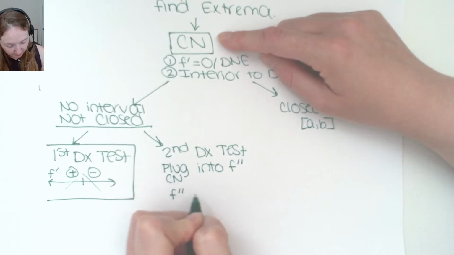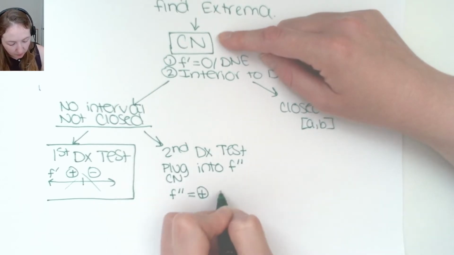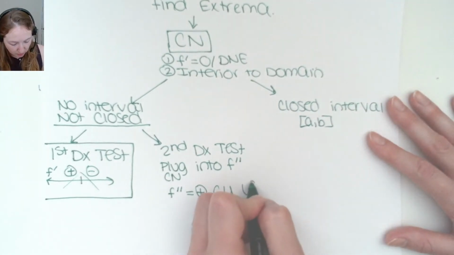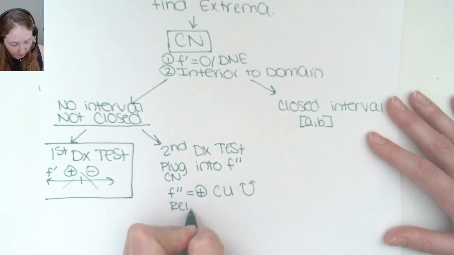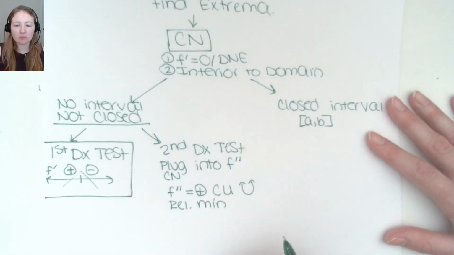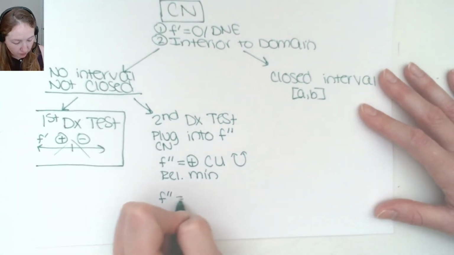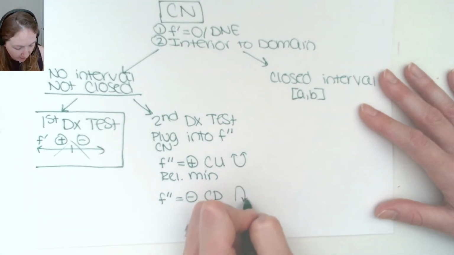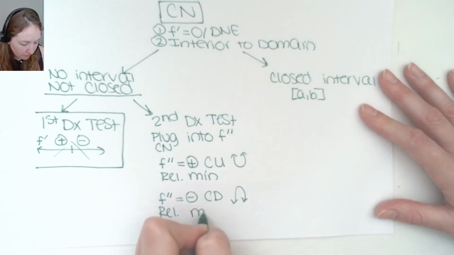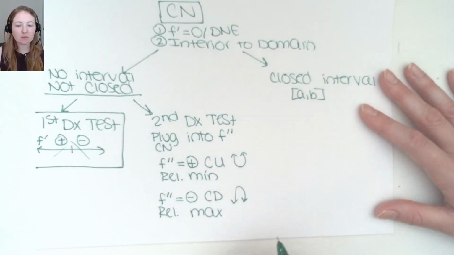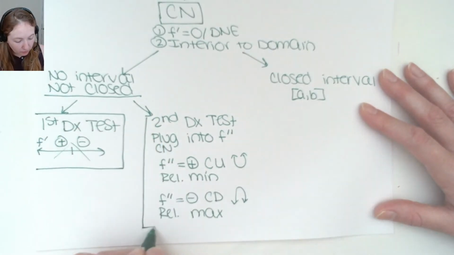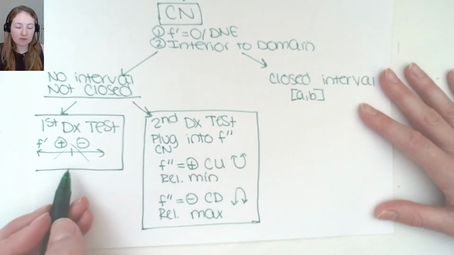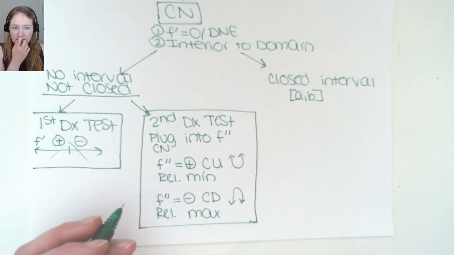So we plug the critical numbers into the second derivative. And if the second derivative is positive, then we have a concave up function. And if we have a concave up function, a U-shaped graph, then we have a relative minimum at that critical number. Meanwhile, if the second derivative is negative, then we have a concave down function, and then we have a relative max at that critical number. So when you're looking at something that is not a closed interval, you can use either the first derivative test or the second derivative test.